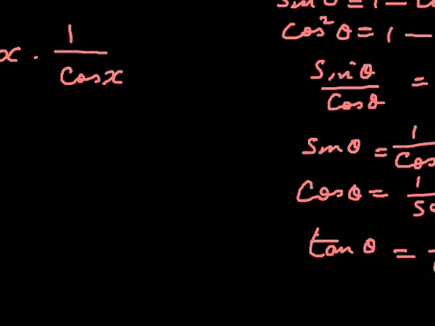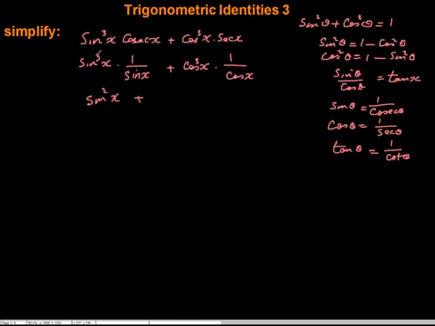Now I can see I've got sine cubed x, and I've got 1 over sine, so that can be cancelled out with one of those, which leaves me with sine squared x at the top. I have to do exactly the same thing here, so cos cubed divided by cos x is cos squared x, and we know that sine squared theta plus cos squared theta is 1, so sine squared x plus cos squared x would be 1. So that's my final answer.